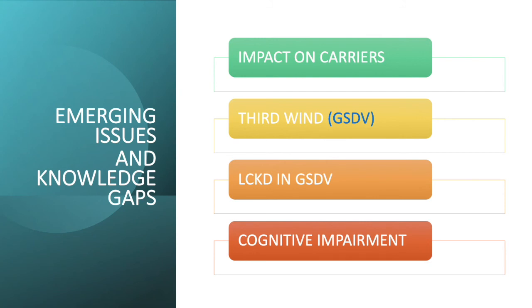And then lastly, we wrap up with emergent issues and knowledge gaps. So we begin with impact on carriers. So are there symptomatic carriers? We then talk about a study that was done at Brunel University on third wind. That sort of is subsequent to second wind. So other metabolic pathways that might be providing energy to those with GSD5 as they continue with physical activity beyond the 30-minute mark. We then look at a low-carb ketogenic diet in GSD5.